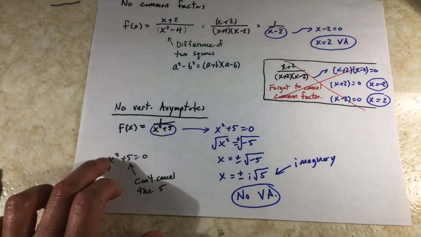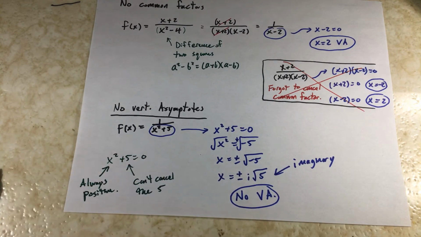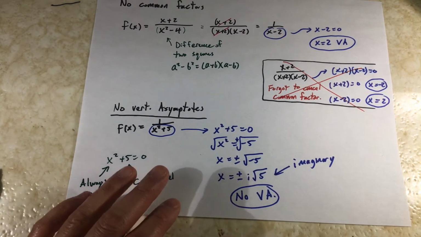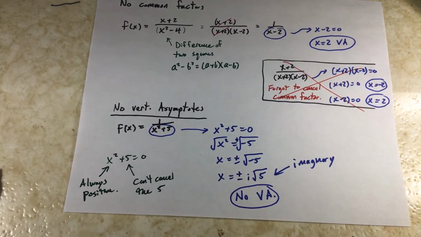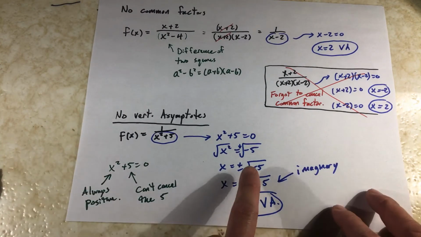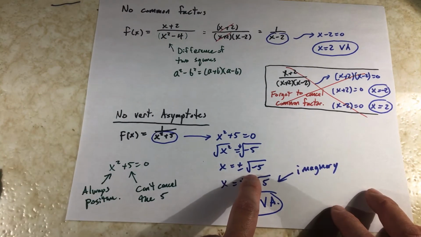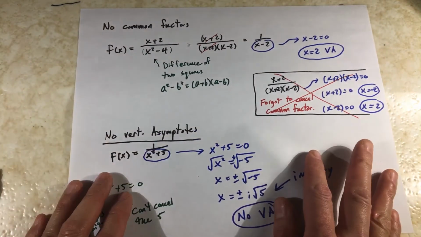There's no number you could come up with for x, positive or negative, that would cancel this out. So that would be a case where there are no vertical asymptotes, because there's no power of x that you plug in that would give you a value of 0. All right? So if you run into something like that, you see a square root of a negative number, that's a clear sign that there are no vertical asymptotes.